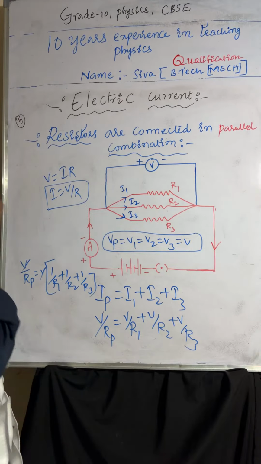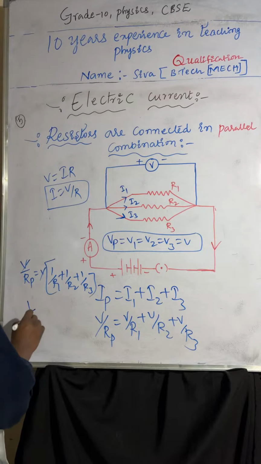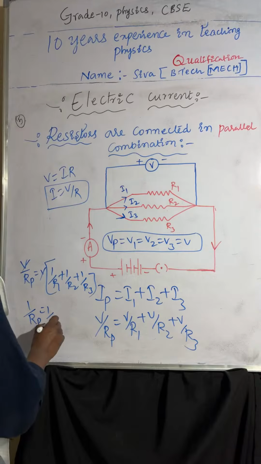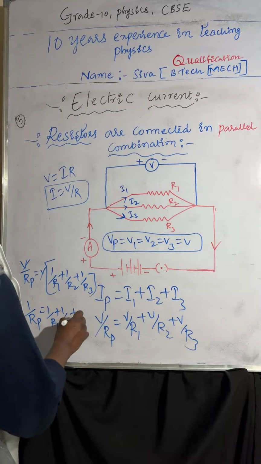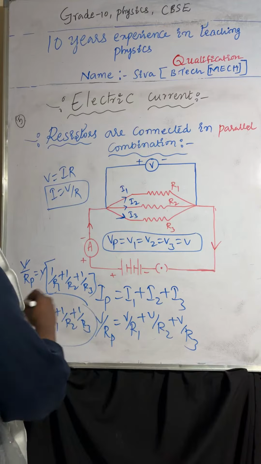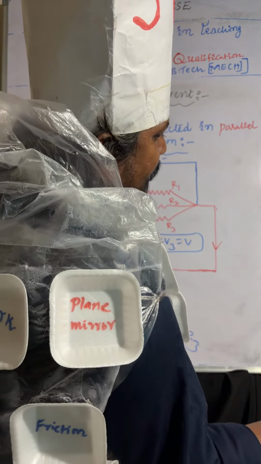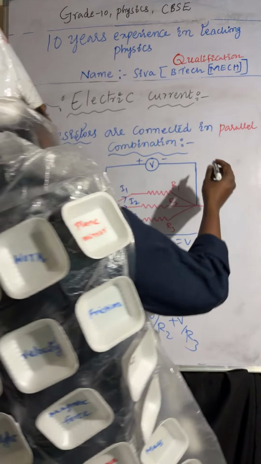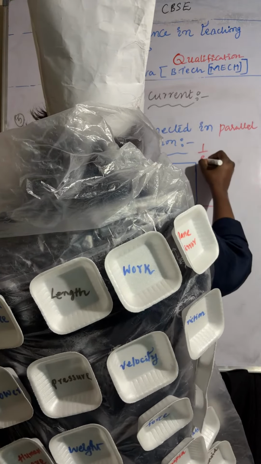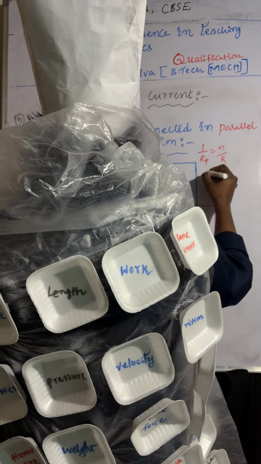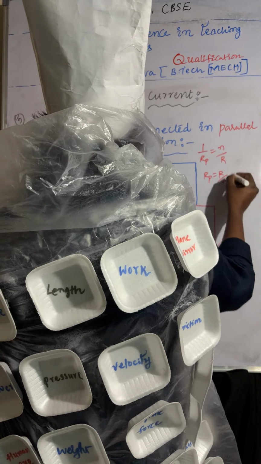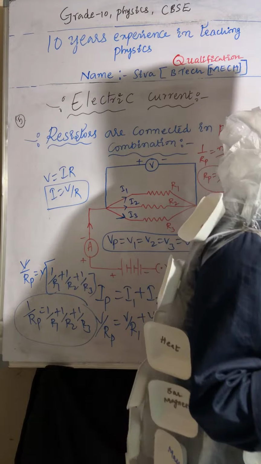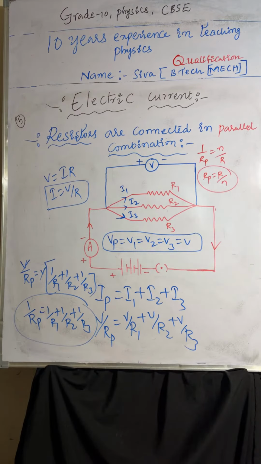So V will get cancelled. The remaining values are 1 by RP equal to 1 by R1 plus 1 by R2 plus 1 by R3. I hope it is very clear. Understood? If n number of resistors are connected in parallel combination, that is 1 by Rp equal to n by R, Rp equal to R by n. That formula is very important. Based on that they will ask problems, so make sure that you are practicing all the points.